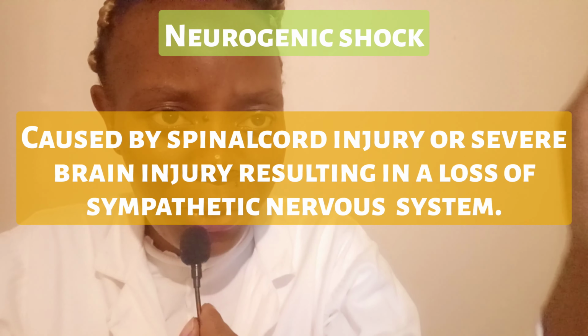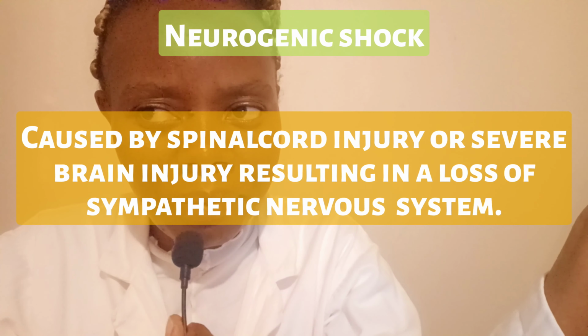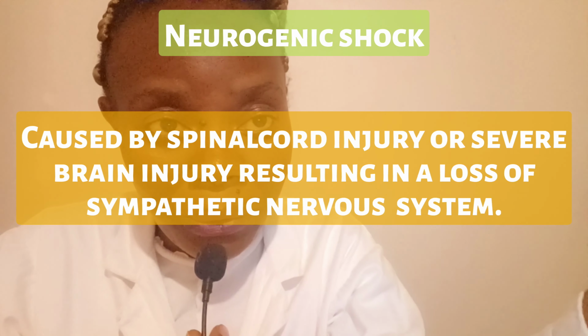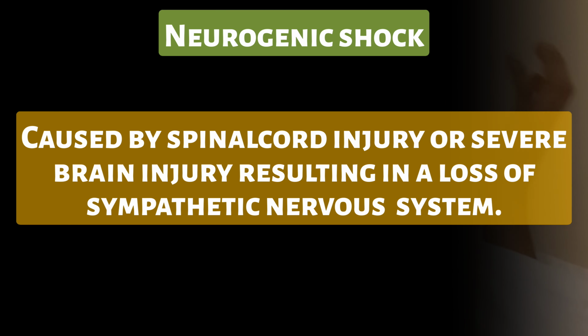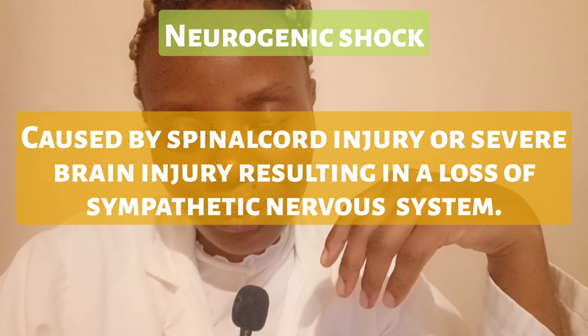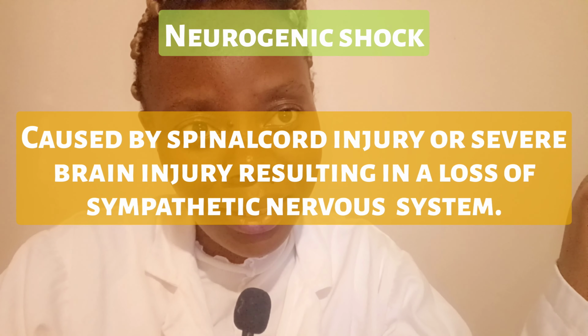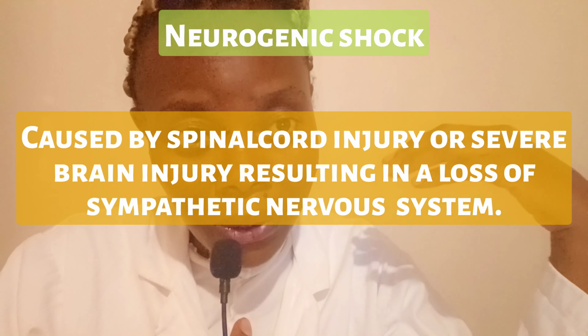So about neurogenic shock, this is caused by an injury to the spinal cord. So when your spinal cord is injured, there's a loss of sympathetic nervous system control over the blood vessels. You know, the sympathetic controls functions like the heart rate. So, and that is where we get the control over the blood vessels.